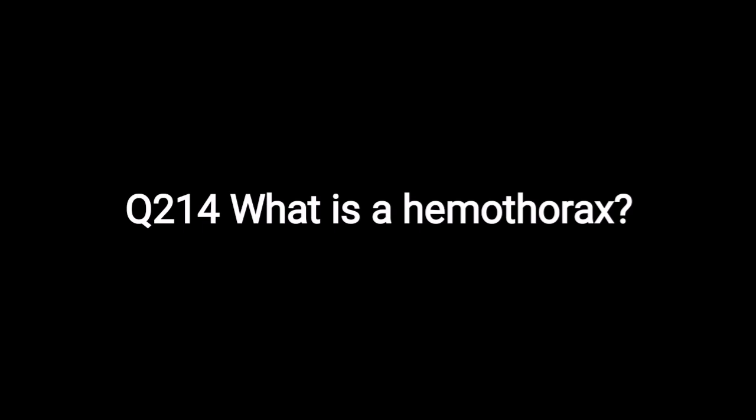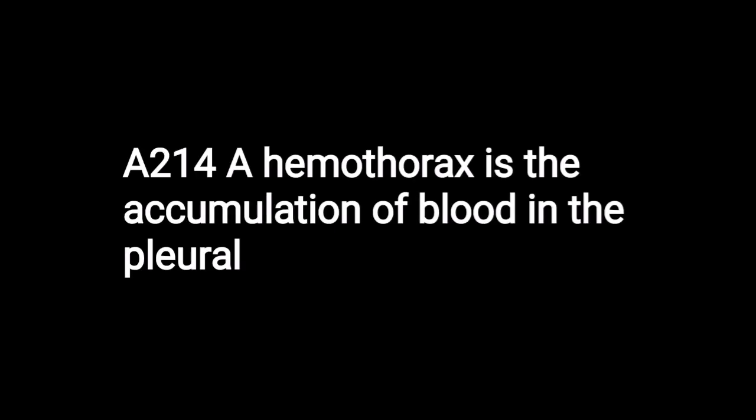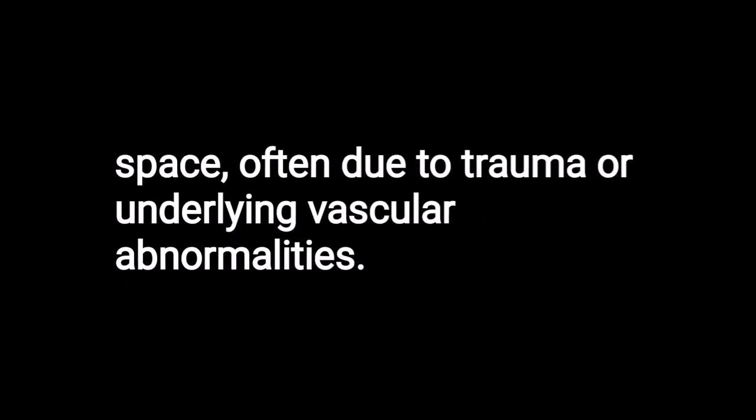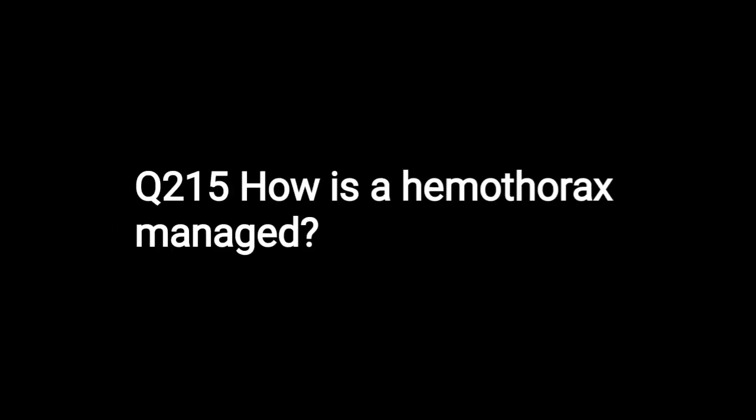Q214. What is a hemothorax? A214. A hemothorax is the accumulation of blood in the pleural space, often due to trauma or underlying vascular abnormalities. Q215. How is a hemothorax managed? A215. Immediate drainage of the pleural space and identification and treatment of the underlying cause, which may require surgery, are essential.